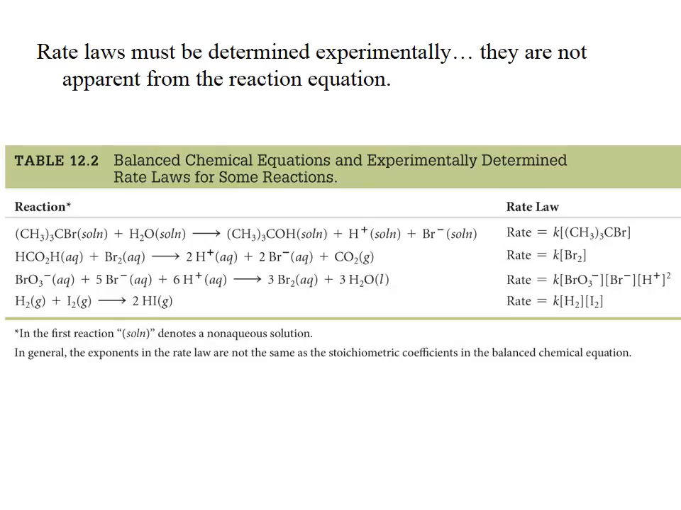So the take-home message from this table is that rate laws must be determined experimentally. They are not obvious from the reaction equation, from the stoichiometry of the reaction. We're going to talk more about why that is later. But for now, you just need to know that rate laws need to be determined in the lab, empirically or experimentally.